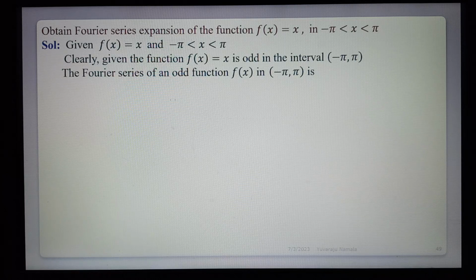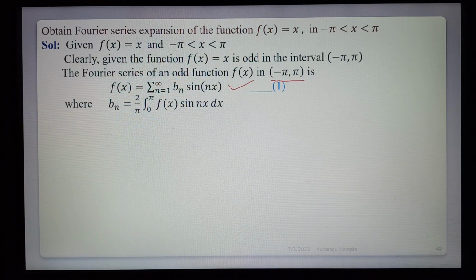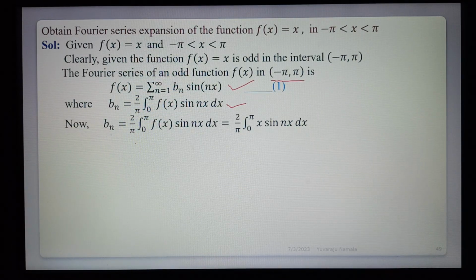Therefore the Fourier series of an odd function in the interval minus 5 comma 5 is f of x is equal to summation n is equal to 1 to infinity bn into sin nx, where bn is equal to 2 by 5 into integration 0 to 5 f of x into sin nx dx. This is the formula for finding bn. So substituting f of x is equal to x, bn is equal to 2 by 5 integration 0 to 5 x into sin nx dx.